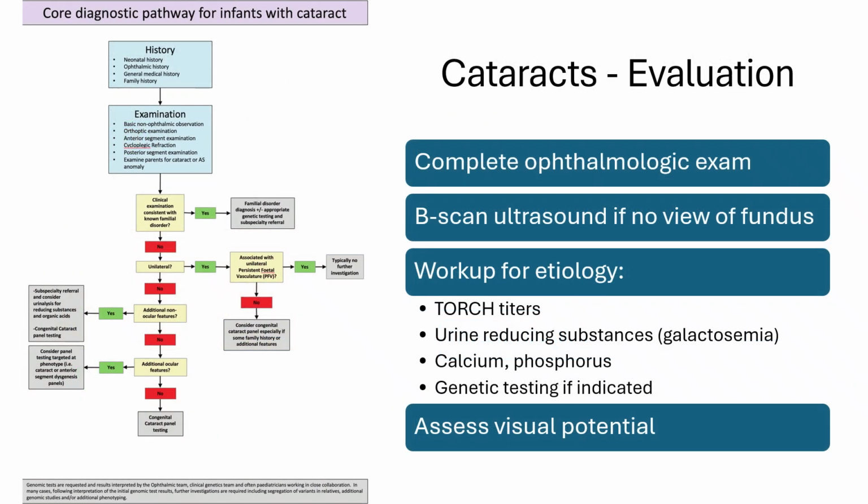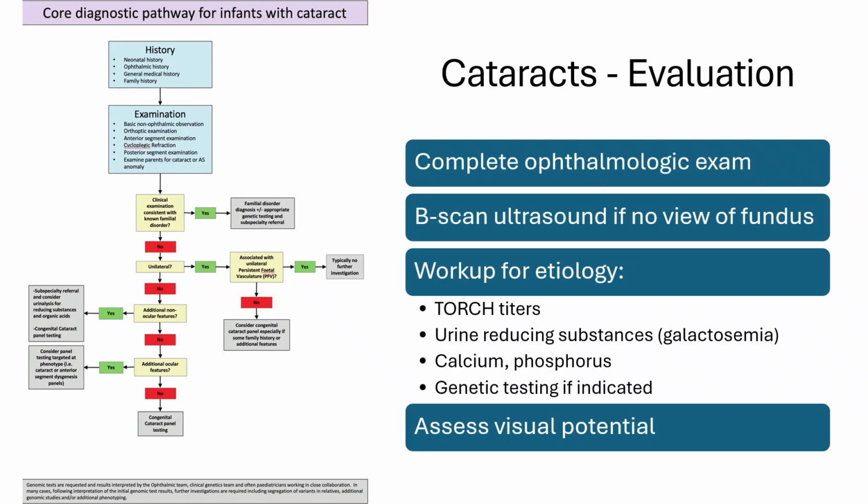Evaluating an infant with congenital cataracts requires a systematic approach beginning with comprehensive ophthalmologic examination. The ophthalmologist needs to assess not just the cataract, but the entire visual system's integrity. When dense cataracts prevent visualization of the posterior segment, B-scan ultrasonography becomes essential to rule out concurrent abnormalities, like persistent fetal vasculature or retinal detachment that would affect surgical planning and visual prognosis.